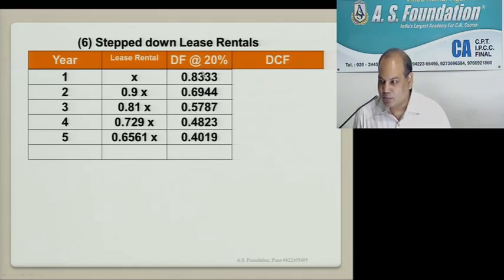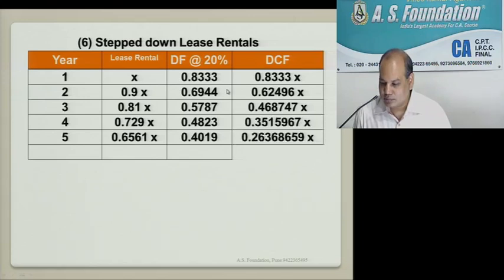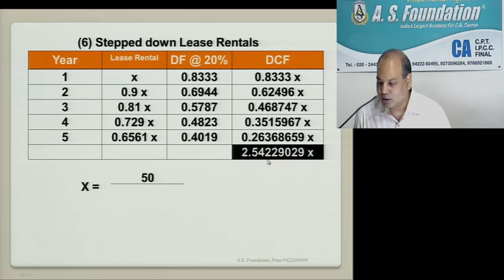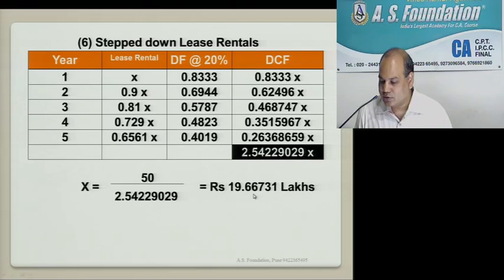Factor you can copy from an earlier question and multiply. After multiplying, check the total only. 2.5422x. You can write in 3-4 digits only. This number you check first. If it is right, then equate this number with 50. Therefore x will be equal to 50 divided by 2.5422. So your answer is approximately rupees 19.66731 lakh. Is it right?